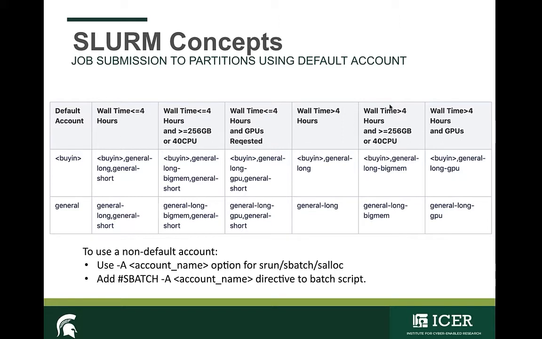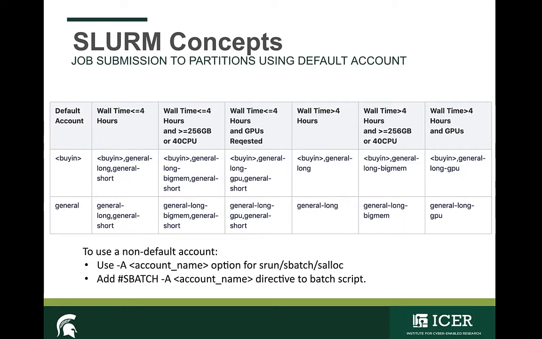If my job were requesting more than 4 hours of wall time, then I would not have access to the general short partition. Similarly, if my default account status is general, the only difference here would be that I don't have access to a high priority partition. Now notice that this example is based on a default account.